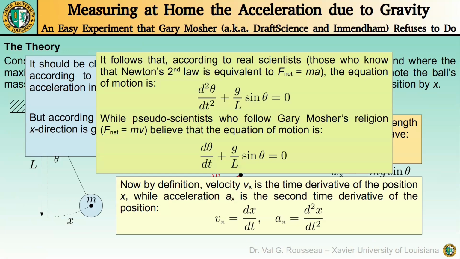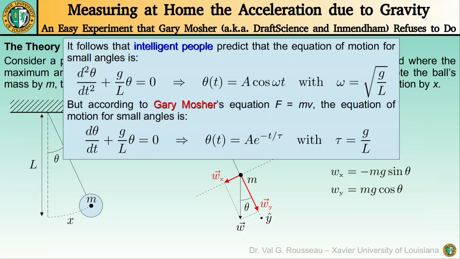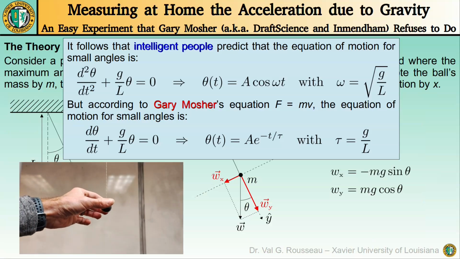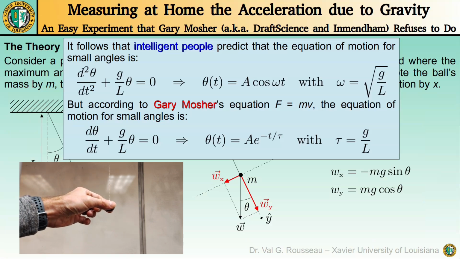These two differential equations can be linearized by restricting the angle to small values. In that case, the sine of the angle is just equal to the angle itself, and we end up with two linear differential equations whose solutions are trivial. As a result, intelligent people predict that the pendulum exhibits harmonic oscillations with an angular frequency omega given by the square root of g over L, while Gary Mosher and his cult members believe that the pendulum comes back to equilibrium exponentially fast without oscillating. Let us check that.